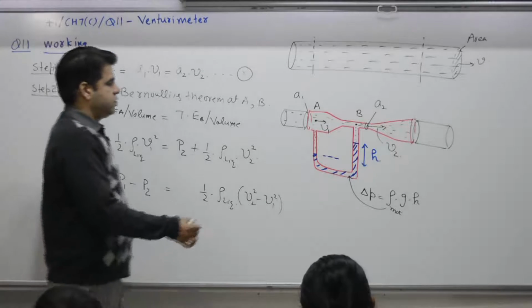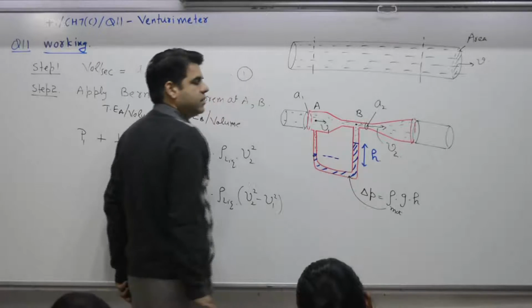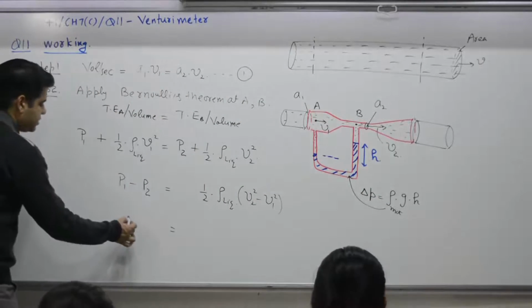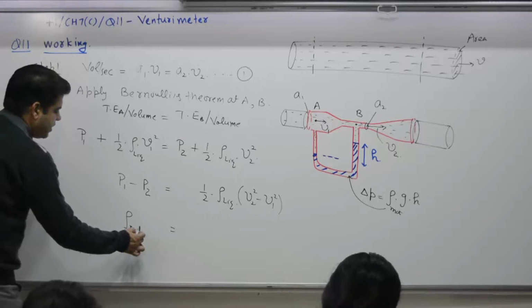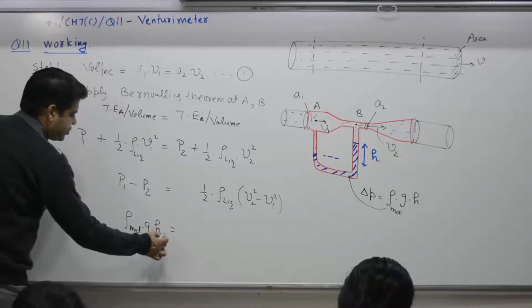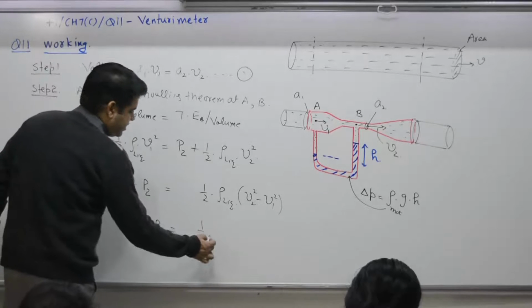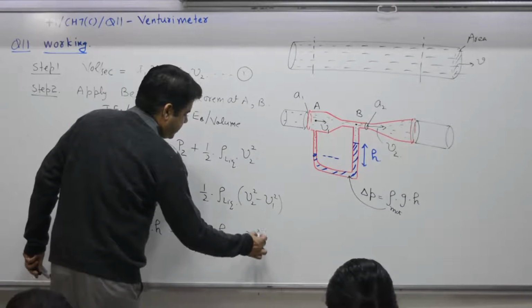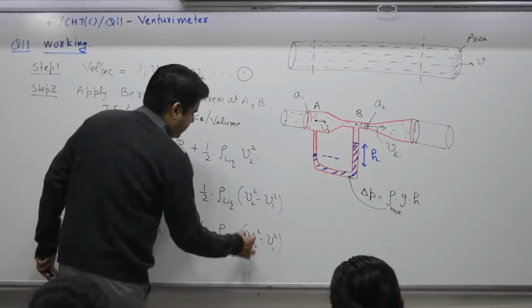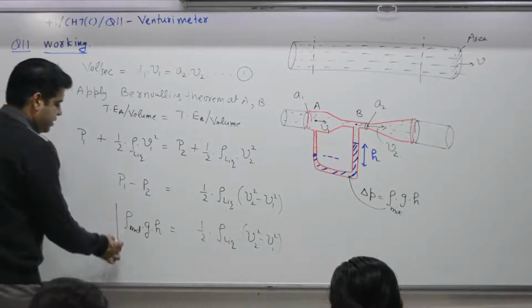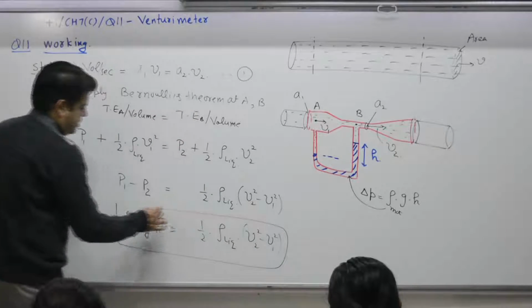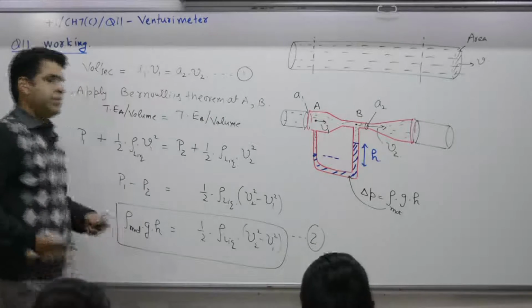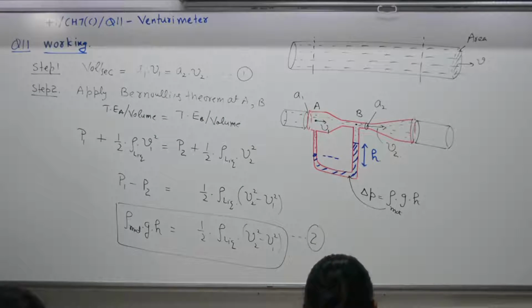The pressure difference of the two, delta P, is equal to the density of this blue color material, rho, G H. Here rho is the density of the liquid. In this case, these two are different. Delta P equals 1 by 2 rho liquid, V2 square minus V1 square. This is equation number 2. Completed.